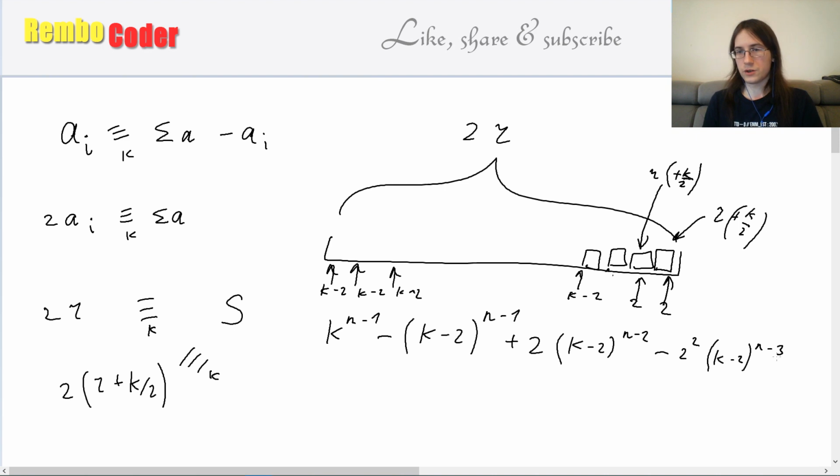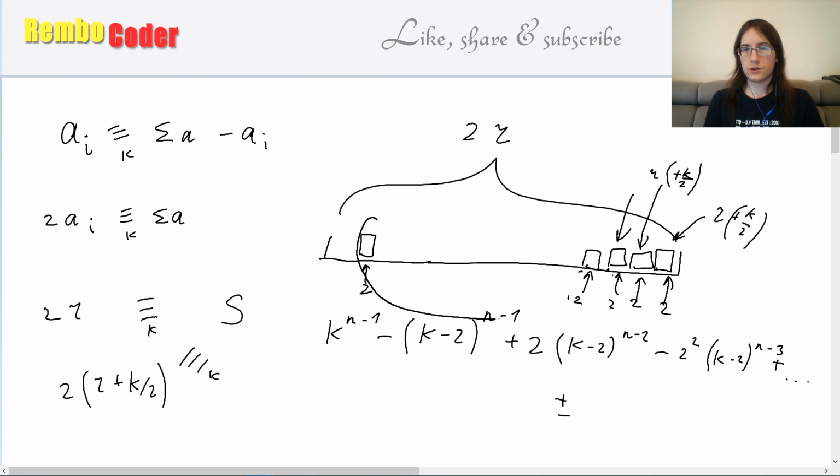Obviously, this will continue, so now we want to add back those cases when this element turned out to be r or r plus k over 2. So it will continue. The power of 2 will always increase, and the power of k minus 2 will always decrease. Until on the very last step, we want to either add or subtract the number of such arrays that end on values r or r plus k over 2 on all those positions, except for the first position. But the first position is not r, neither r plus k over 2. So we'll count such arrays by the same process.